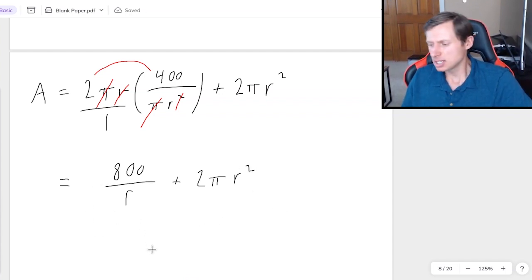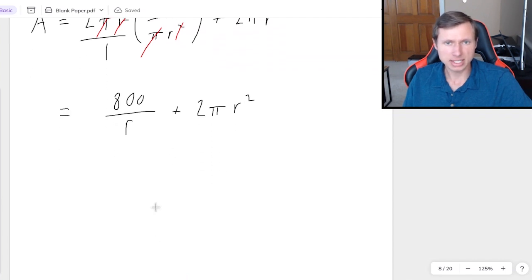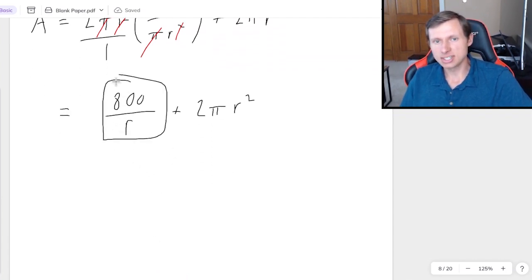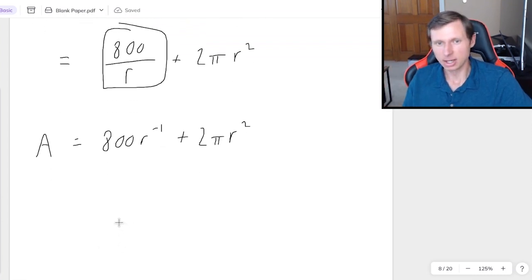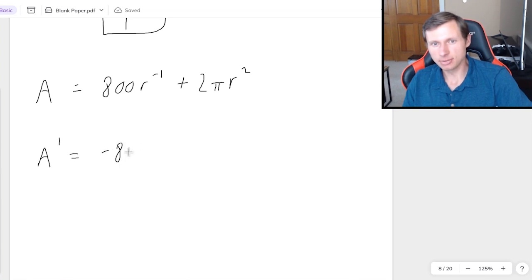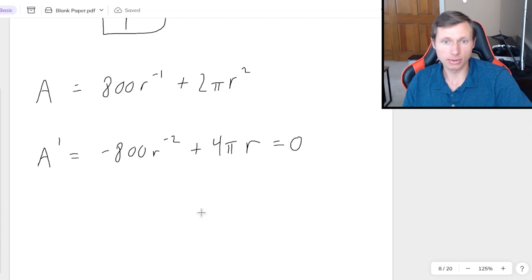By the way, since step 4 is take the derivative and all that stuff, I know that this right here is not very fun to take the derivative, so let me take a second to rewrite it like this, r to the negative first power, so I can do an easy power rule when I take the derivative. Again, I have not taken the derivative yet, I'm about to, but this is going to make it easier for me to find the derivative. A prime equals negative 800 r to the negative second, plus derivative of that will be 4 pi r. And then we need to set this equal to 0 and solve.